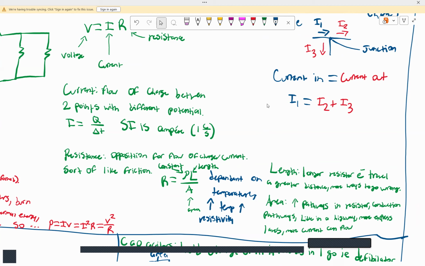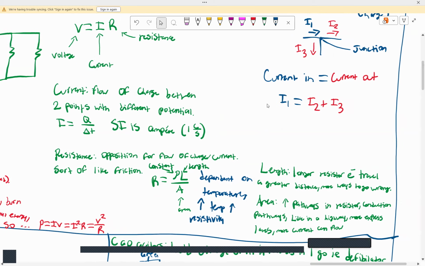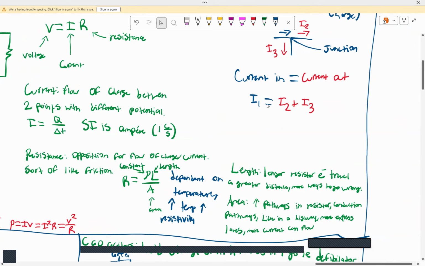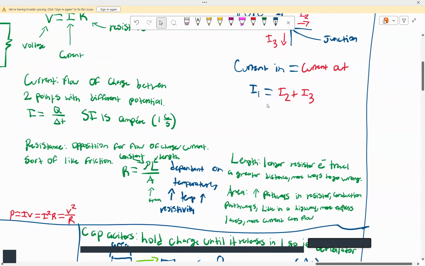But as you increase temperature, you're going to increase resistivity. So for length, the longer the resistor is, the greater the distance electrons travel. So there's more ways to go wrong, more room for error. Those electrons can transmit more energy into the resistor and get released into the atmosphere instead of flowing along in the wire. And then area, you're increasing the pathways in the resistor, which is why it's on the bottom. So you're increasing the conduction pathways.